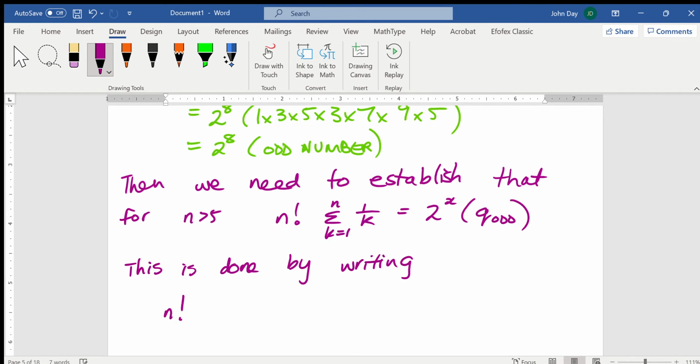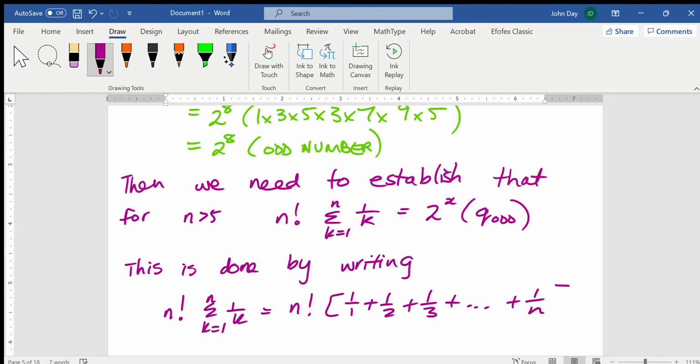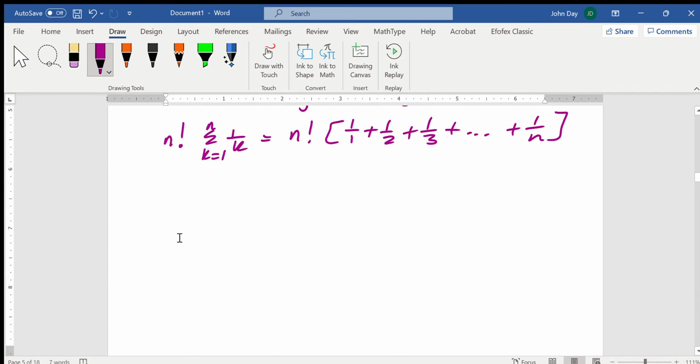This is n factorial, sum from k equals 1 to n of 1 on k, is n factorial times 1 on 1 plus 1 on 2 plus 1 on 3 plus all the way up to 1 on n. Just need to scroll down a little bit here, give me some room. And we go through that same process by adding the fractions by making a common denominator, right? So here we add these fractions by making a common denominator.